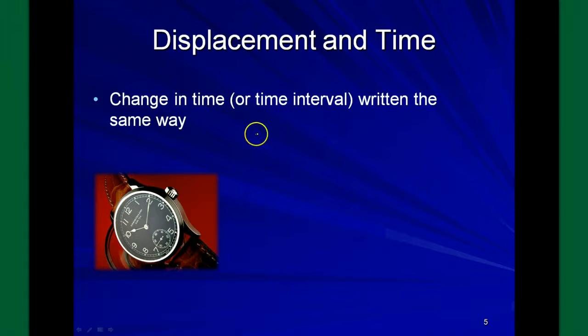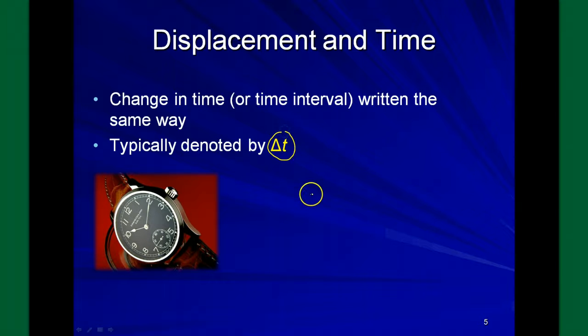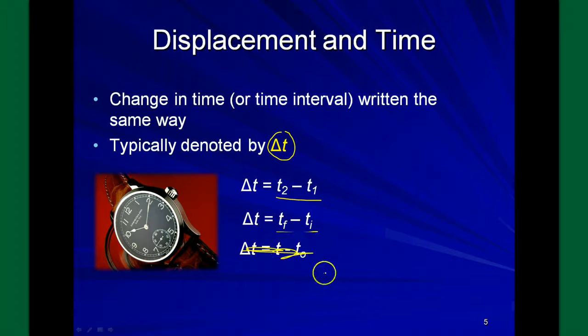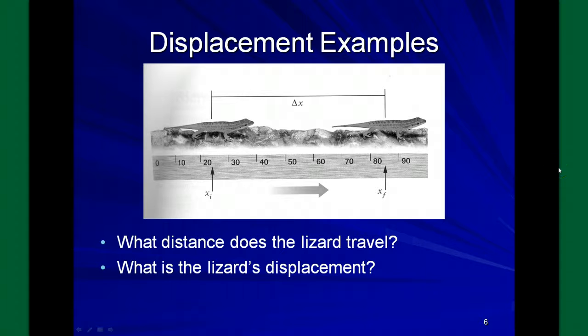This is not as important, but change in time is also written the same as displacement. We say delta T instead of delta D. It's denoted as delta T. And you'll see that just like displacement, T2 minus T1, or TF minus TI, final minus initial. Don't worry about this one. TF minus TI.